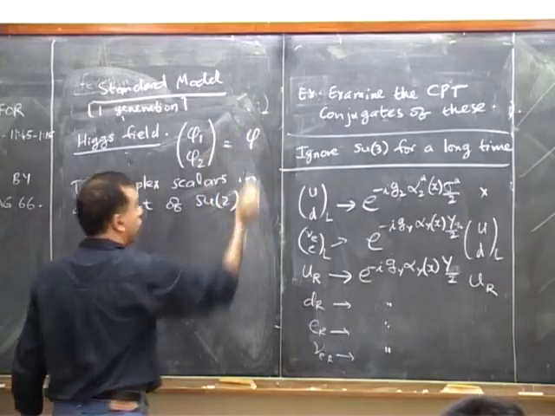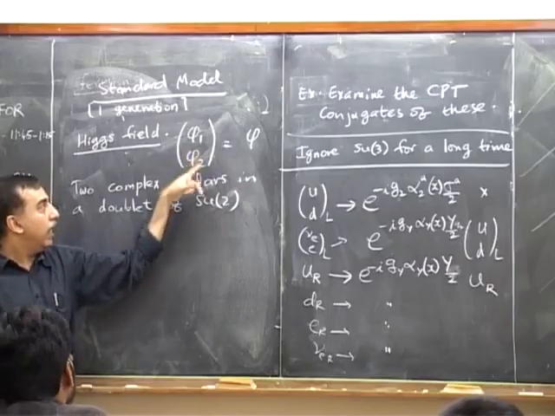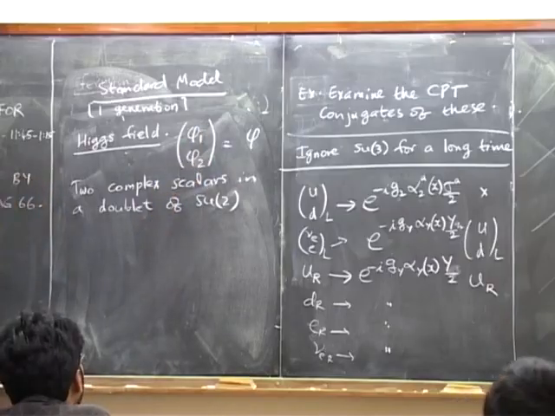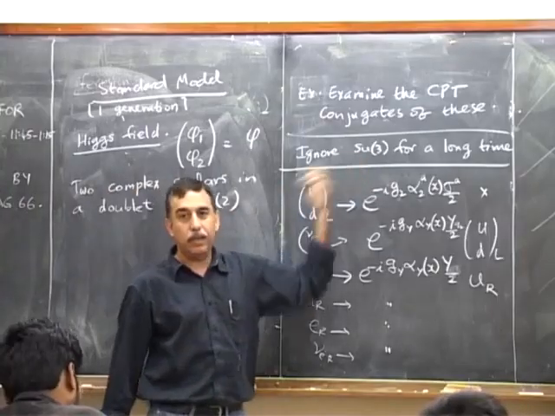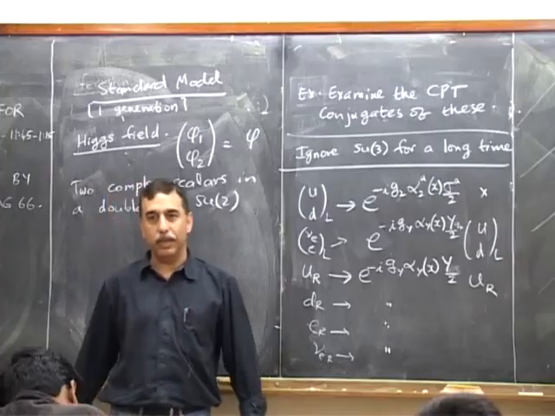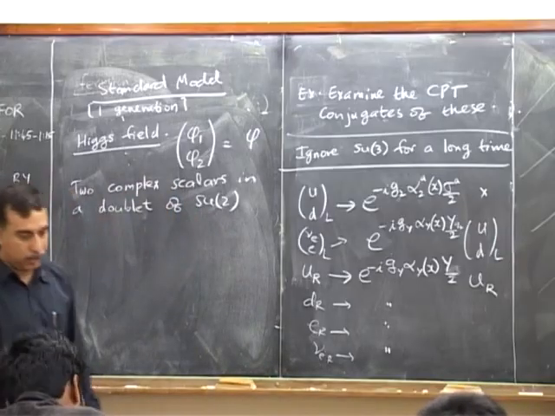We'll also sometimes call this phi, where you have to imagine that this is the two-component field, and each of these is also complex. It has no charge under SU3, so it's a singlet of SU3, because we don't want the Higgs to participate in strong interactions because it would only mess them up.